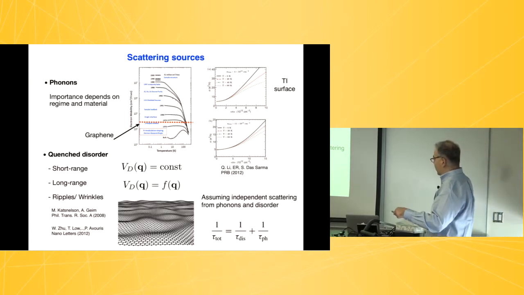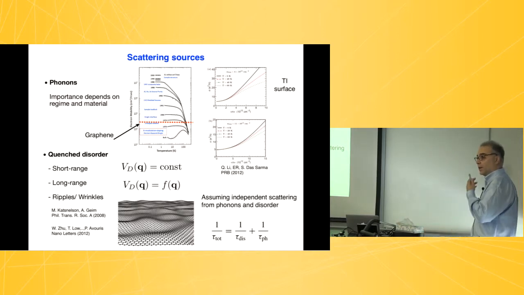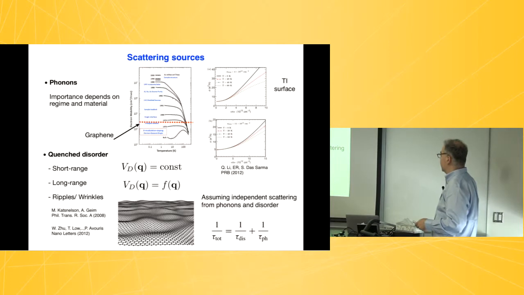So typically, if you have these 2 different types of disorder, and you assume that the scattering from the phonons and the disorder is independent from each other, then the inverse of the scattering time can be estimated as the sum of the inverses of the scattering times. So that simplifies things a lot.